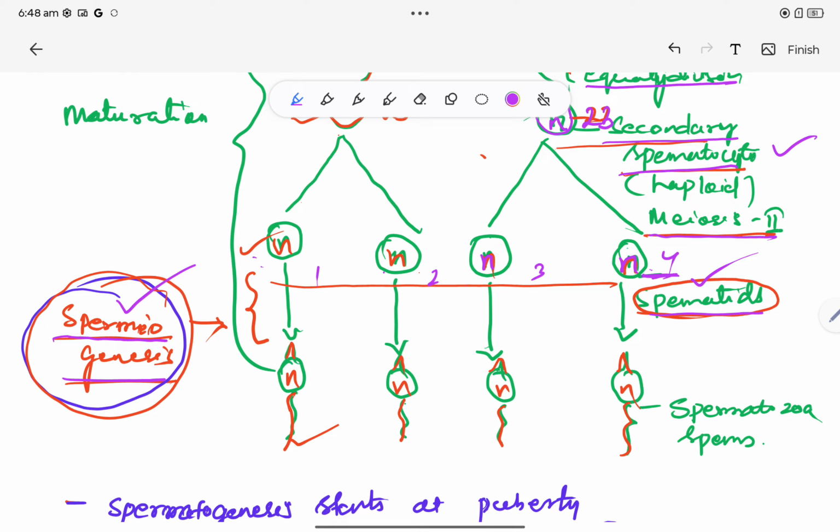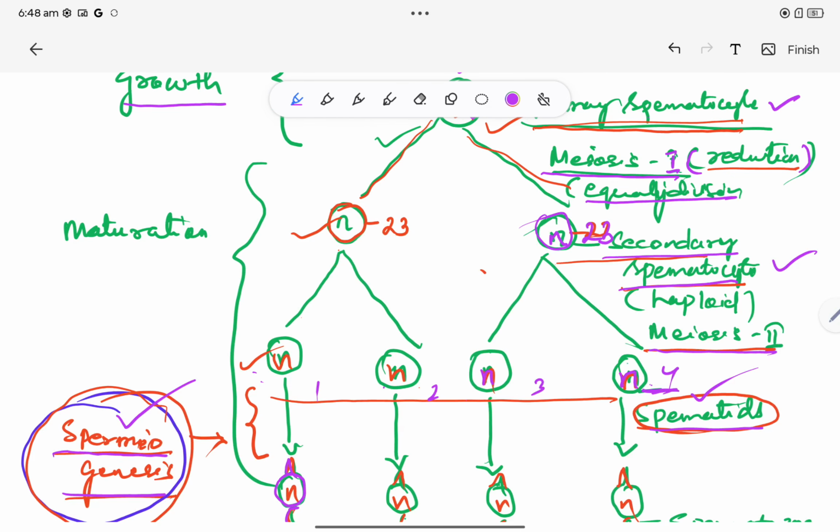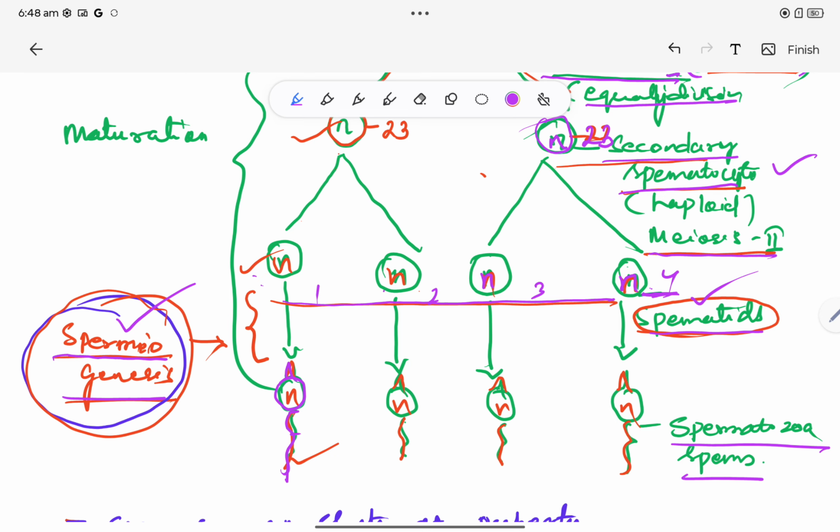Very, very important, spermiogenesis, and it develops into the sperm. Now it has been differentiated and the sperm has the head, neck, middle piece and tail. So now the sperm has been formed, and these are known as spermatozoa or sperm. From a single spermatogonium, how many spermatids are produced? 4 spermatids are produced. And how many spermatozoa are produced? 4 spermatozoa are produced.